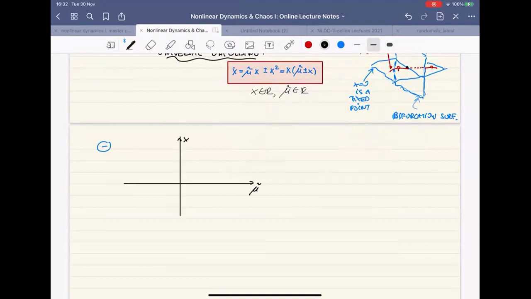Okay, and what I see is that x equals 0, because that was my assumption, remains to be an equilibrium for all values of mu tilde. I can read off its stability immediately, right? Because mu tilde is the eigenvalue if I linearize. So when mu tilde is negative, I have stability. When mu tilde is positive, I have instability.